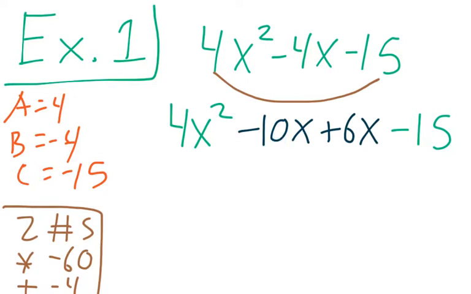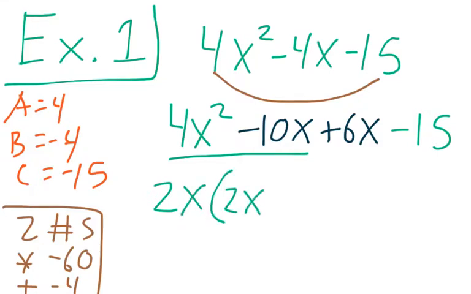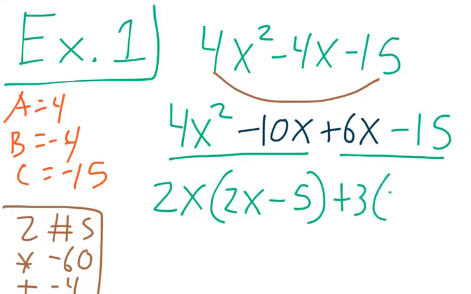So in this part, the 4x squared minus 10x, what comes out? Well, 2 comes out, a 2 comes out, and so is an x. I'm left with 2x minus 5. Over here, a 3 comes out, a positive 3, and I'm left with 2x minus 5.